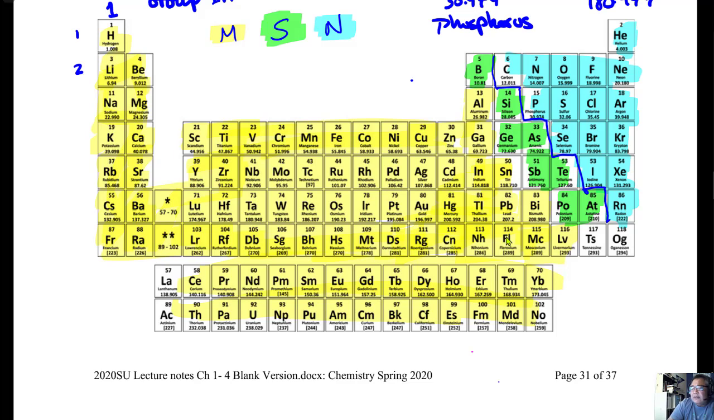But what do you notice about the periodic table? Very few semi-metals. They're between the metals and the nonmetals. And the metals are the majority of the elements on the periodic table.